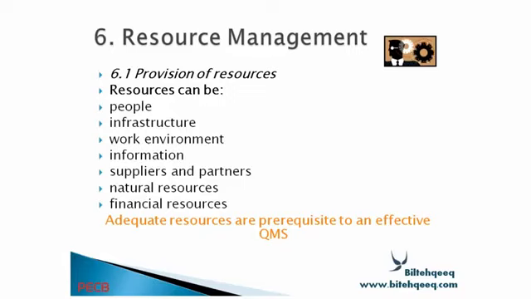The next is resource management. Provision of resources, 6.1. Resources can be people, infrastructure, work environment, information, suppliers and partners, natural resources, financial resources. Adequate resources are a prerequisite to an effective quality management system. So the management has to ensure that it is providing all the necessary resources, because if there are no resources available, an effective quality management system cannot be implemented.